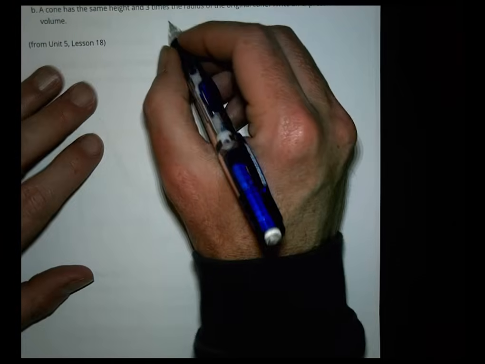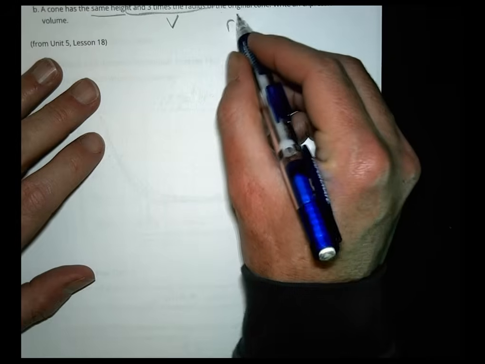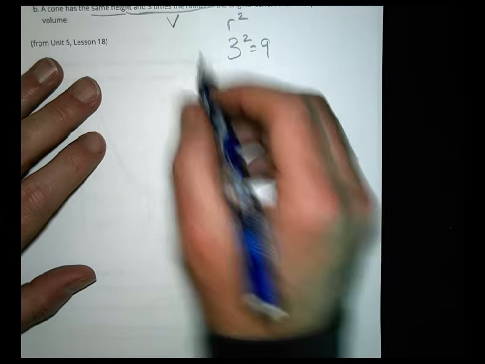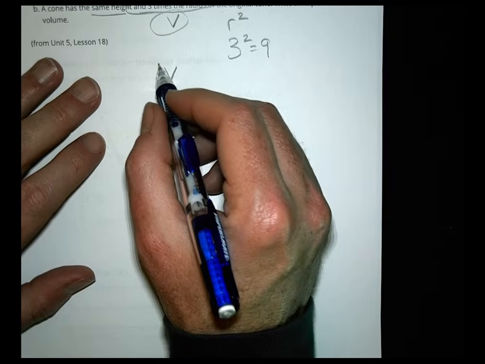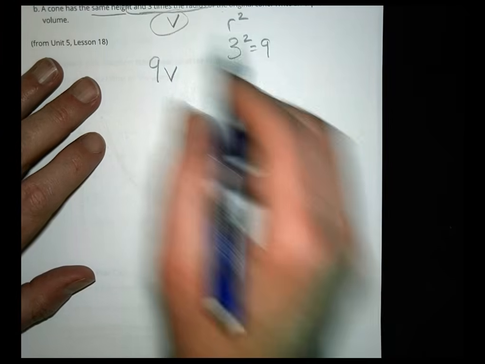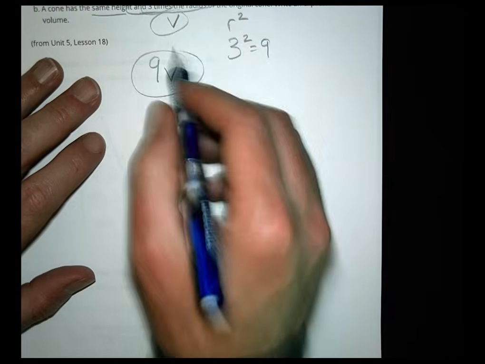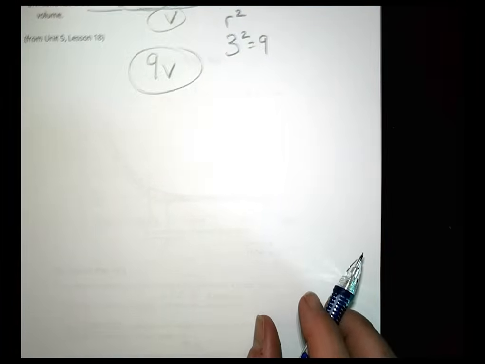I'm not sure. Is there one more to go? Let me look on the back side. Yes, there is. So if we know volume is what it is, now if the cone has the same height and 3 times the radius, well, what are we doing to the radius? The radius is being squared. So 3 squared is 9. So whatever the volume was of the first one, it's still going to be all those numbers, but now we're going to multiply by an extra 9 for that 3 times. So you get 9V for your other solution right there.